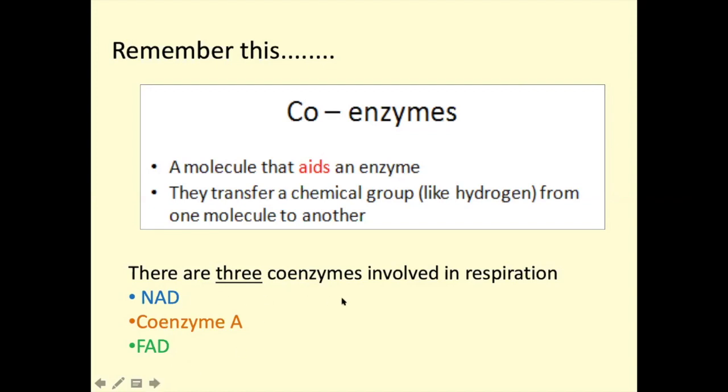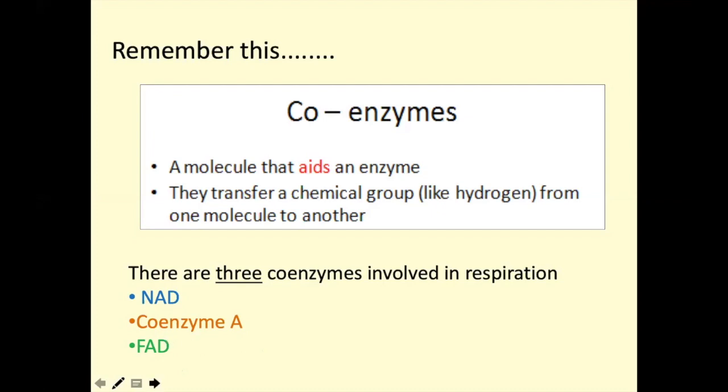So there are 3 coenzymes. What is a coenzyme? It's a molecule that aids an enzyme. In this case, the enzyme is going to catalyze the reaction, and then the product of the reaction is going to be taken away by the coenzyme. And the ones that you're going to use a lot, and especially today, we're going to be mainly talking about NAD.